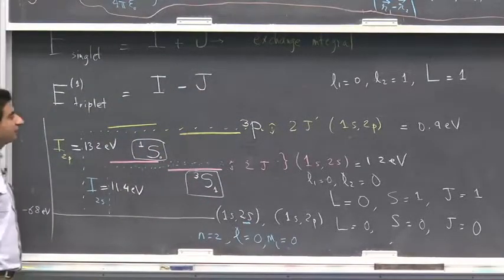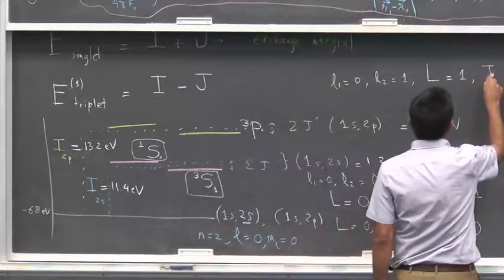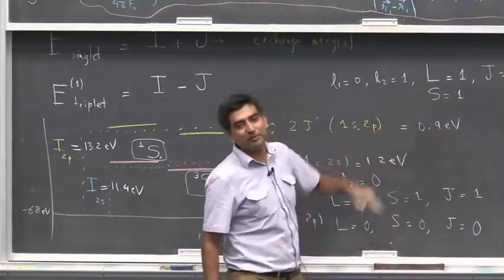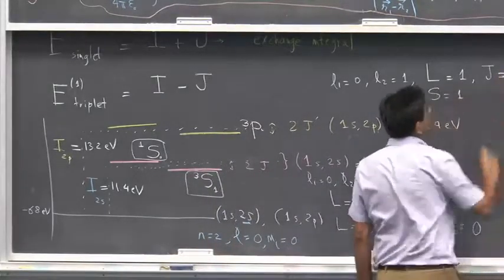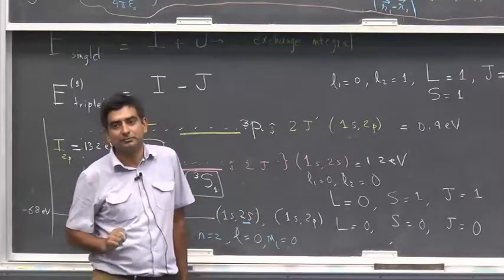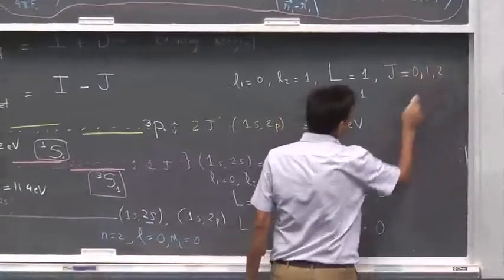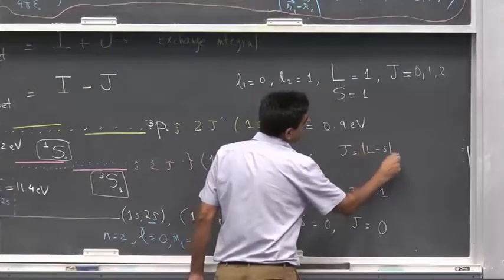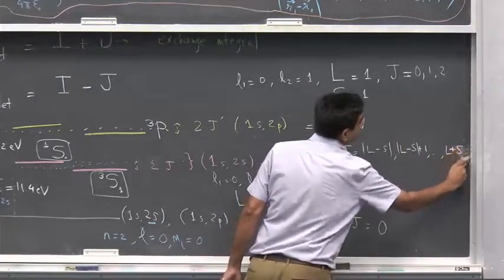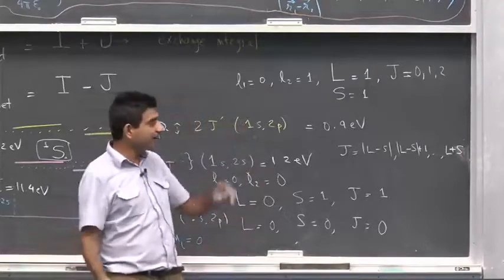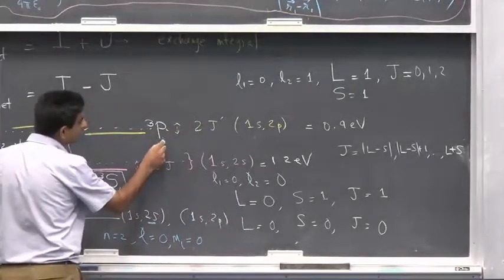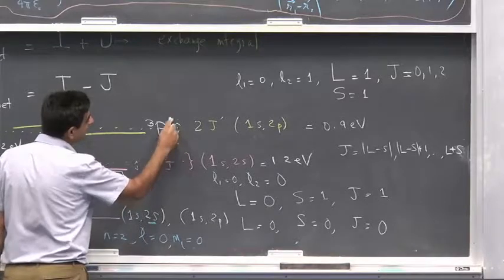Now when you have 3 over here, you would like to find out J. S is 1. Now when you add these two angular momenta, what values of J can you get? We get 0, 1, 2. Remember, J equals L minus S, L minus S plus 1, all the way up to L plus S. This is how you add angular momentum. Any two angular momenta can be added in this fashion. So J can take 3 values, 0, 1, and 2. So you can have a 3P0 state here, a 3P1 state here, a 3P2 state here.